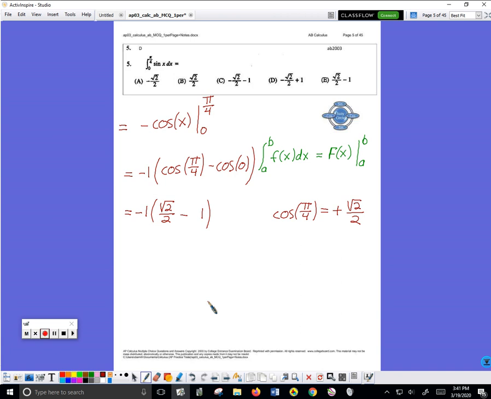Now distribute to get the answer, so the negative 1 distributes. Distribute here, you're going to get positive 1, hence the correct answer is D.